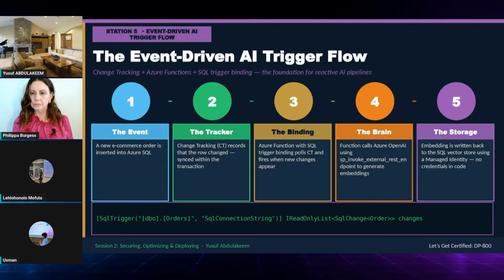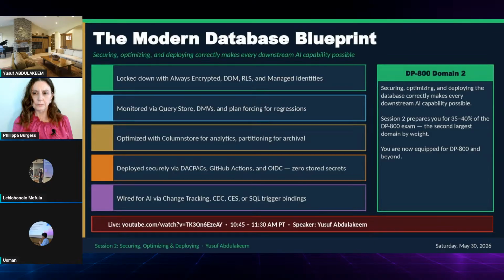Then the embedding is written back to the SQL vector store using a managed identity. You don't need any credentials in code. So this is a typical example of the query. So the modern database blueprint.